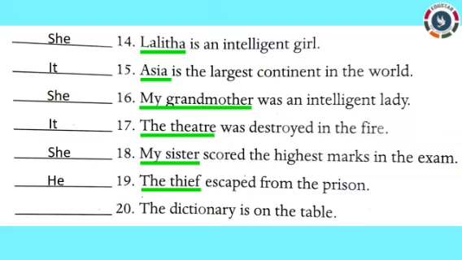20th sentence. The dictionary is on the table. What is on the table? The dictionary. Now underline this. And dictionary is a non-living thing. So use the subject pronoun it.